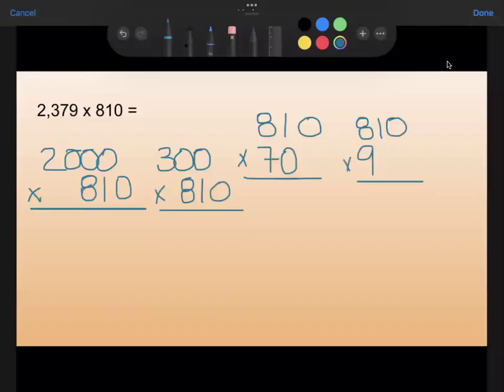Okay, so let's go ahead and do 2,000 times 810. More specifically, times 81, and then we'll add a 0 at the end. So 0 times 1 is 0. 0 times 1 is 0. 0 times 1 is 0 again. And, oh, you know what? As I was doing this, I was like, wait a second. I can make this even easier.